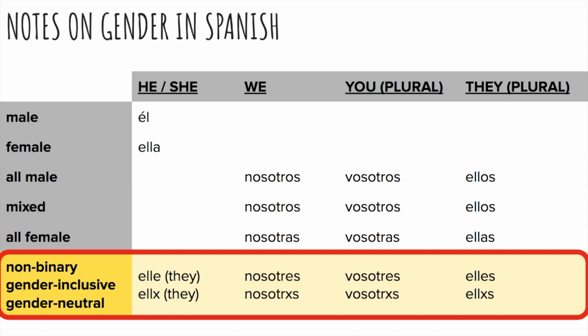Thus, for the singular they, you can say elle. A gender-neutral we is nosotres. A gender-neutral you plural is vosotres. And a gender-neutral they plural is elles. Know that in Spanish, as well as in English, using gender-neutral language can be indicative of one's own politics or worldview. As a result, some people choose when to use these newer terms and when not to.